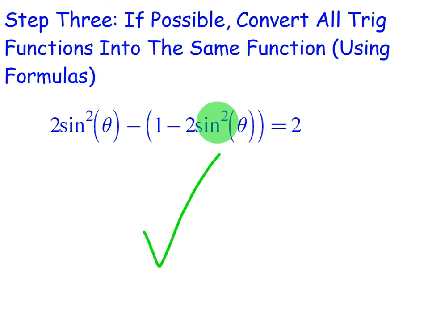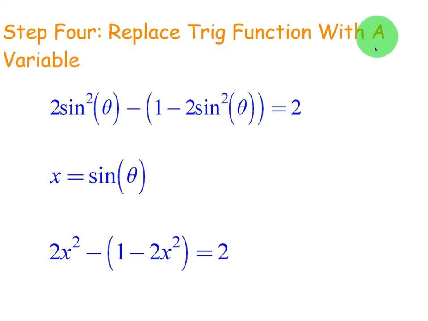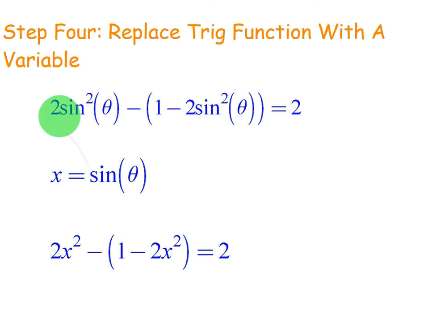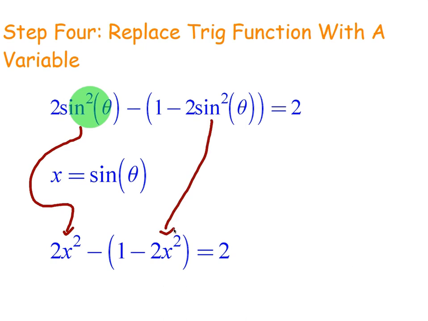So we can move on to step 4. Step 4 is to replace the trig function with a variable. So we're going to replace sine, not sine squared. You don't include the exponent, okay? Just the sine. Sine of theta is equal to x. So everywhere there's a sine, we're going to replace it with x. So it's going to be 2x squared, and I'm not simplifying anything at all. Minus quantity 1 minus 2, and then again the sine is replaced with x squared is equal to 2.